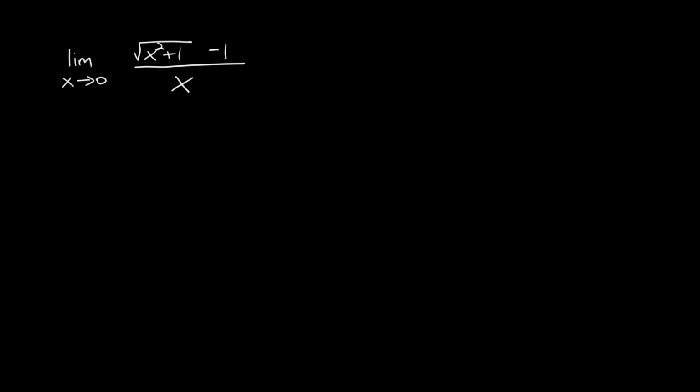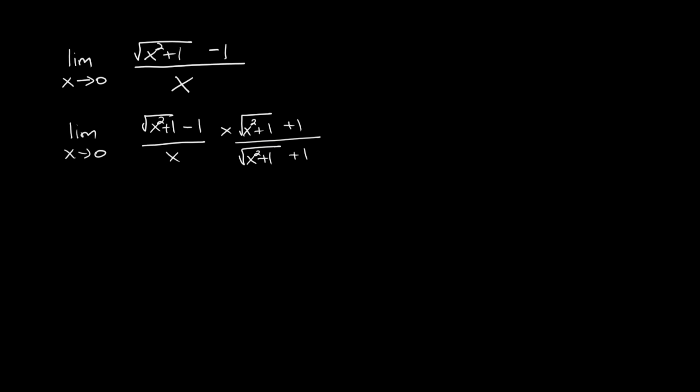Now, as we did before, we'll be finding the conjugate of a radical, and so this will become the limit as x approaches 0 of root x squared plus 1 minus 1 divided by x, multiplied by the root of x squared plus 1 plus 1 divided by the root of x squared plus 1 plus 1. Now that we found the conjugate of a radical, we can go ahead and multiply the numerators and the denominators.